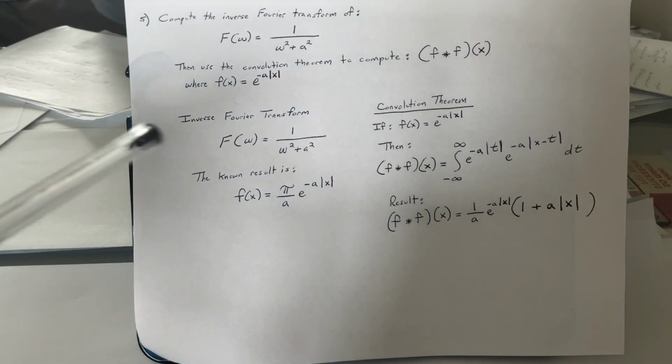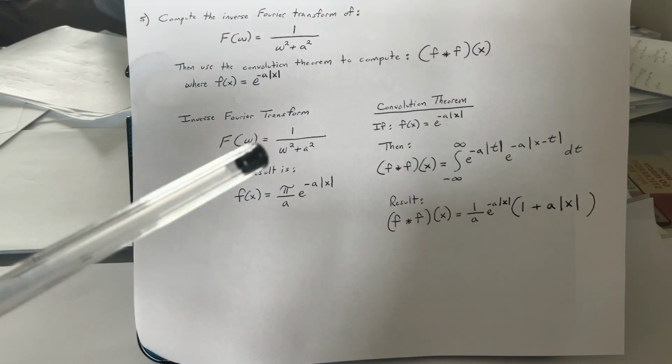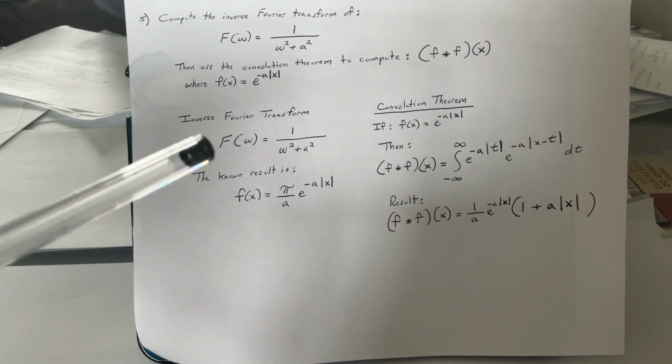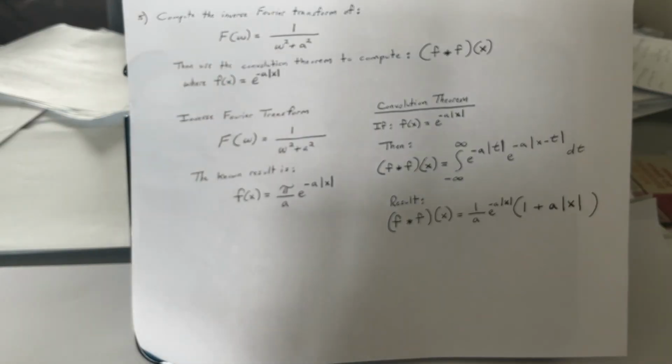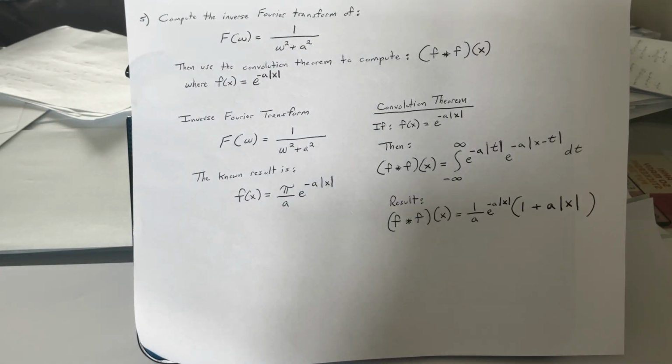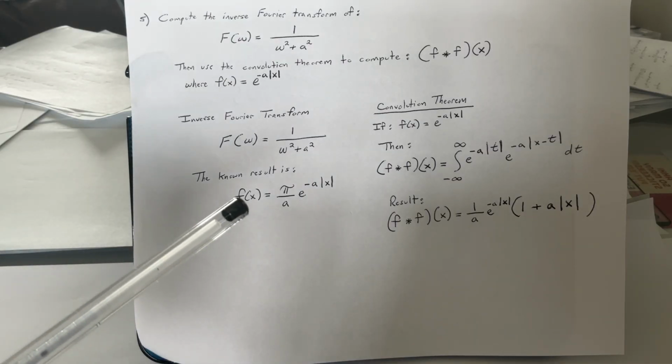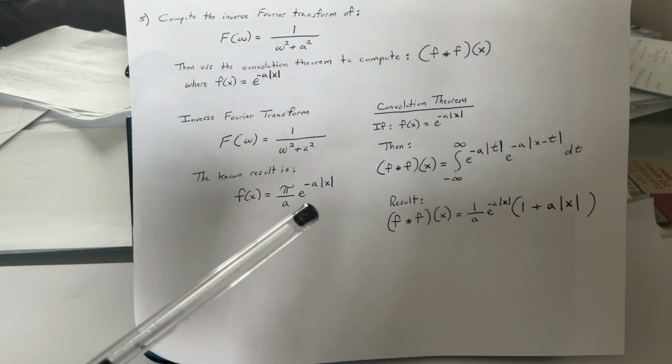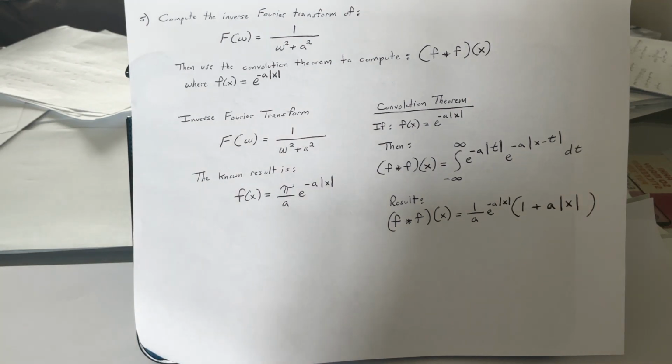So, the inverse Fourier transform portion, F of ω equals 1 over ω squared plus a squared. And this is a known result. If you employ knowledge of that inverse Fourier transform, f of x equals π over a e to the negative a times the absolute value of x. Okay, so those tables come in handy back and forth with inverse and Fourier transform both.